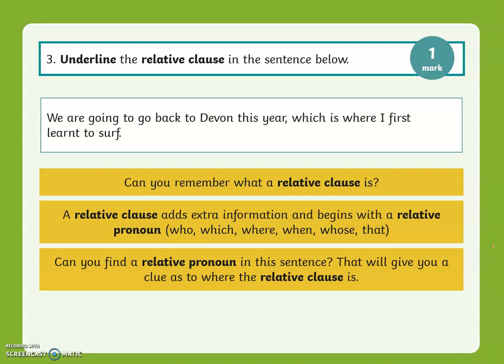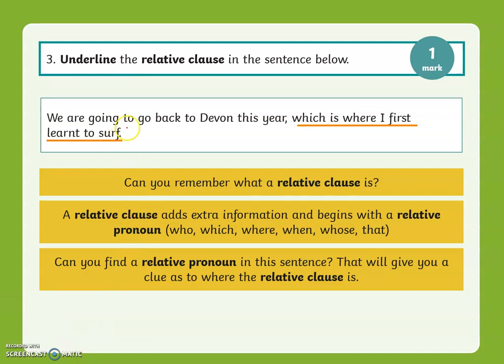Okay. So it's there, isn't it? If I crossed that out and just said, "which is where I first learned how to surf," you wouldn't know what I was talking about, would you? You'd need the first bit, the first sentence, wouldn't you?